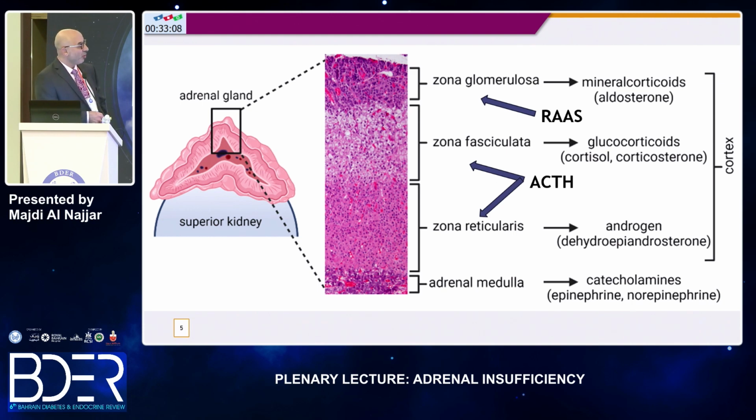If the damage is in the whole gland, the three layers will be affected, and then aldosterone, steroids, and androgens will be affected. If only ACTH is the issue, like in secondary and tertiary, then glucocorticoids and androgens will be affected, but not the mineralocorticoids.